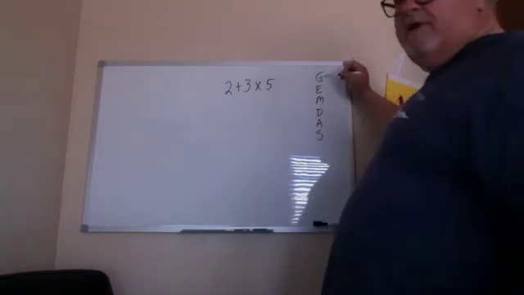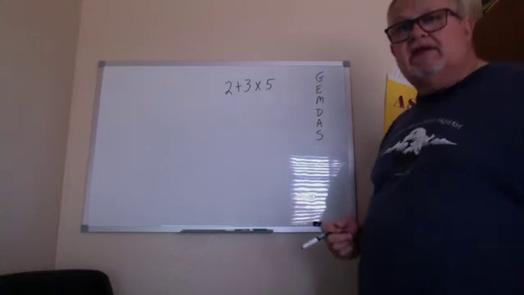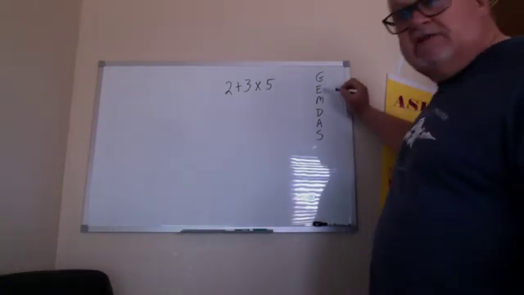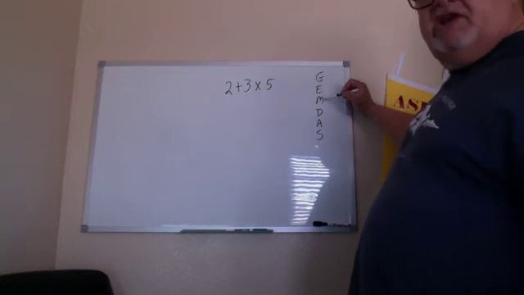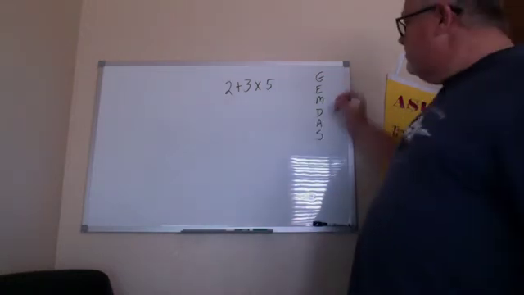And I'm going to start with groupings. Do I see any groupings here? No, I don't. There are no brackets. There are no parentheses. Do I see any exponents? No, there are no exponents. Do I see multiplications happening in this equation? Yes, I do. I see 3 times 5.